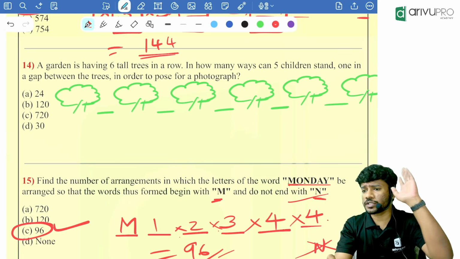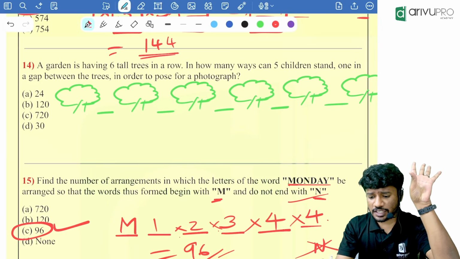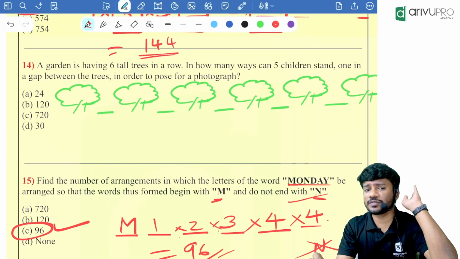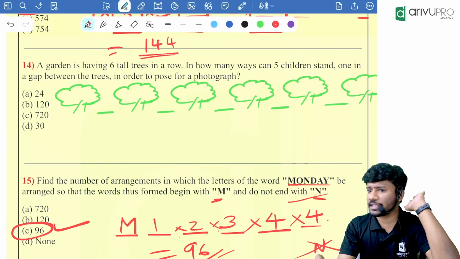Now my first question. How many children are there in total? 5 children. Correct. 5 children, 5 vacant places. How many ways we can do it? 5 ways we can do it. That is 5 factorial. Directly you will get 120.